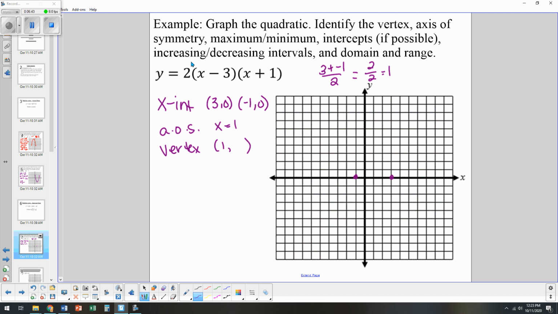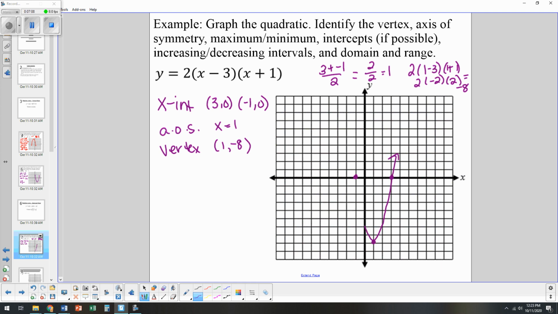To find the y value, we're going to take 1 and plug it back in. So that's 2 times 1 squared minus 3 times 1 plus 1... that's 2 minus 8, and we get -8. So that's the value of my vertex. I don't have to graph any other points. I'm fine with the ones I have.